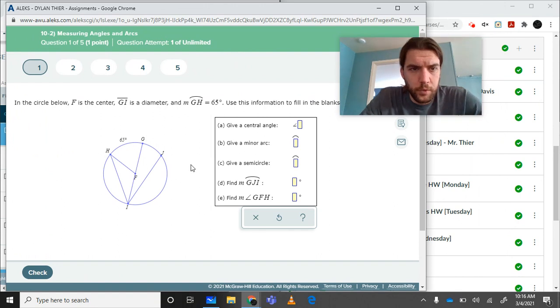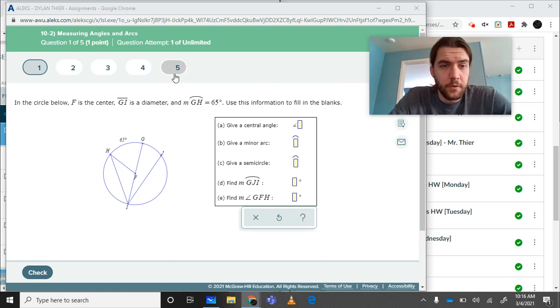Okay, so here we have a variety of measurements that we want to put onto this circle. So they tell us that F is the center, GI is the diameter. The measure of the arc G to H is 65 degrees. Then we want to say what is the rest. So what is the central angle? Well, I think this should just be the same as the arc length.